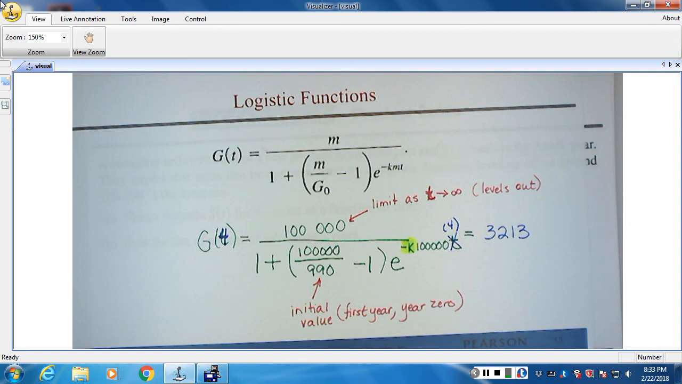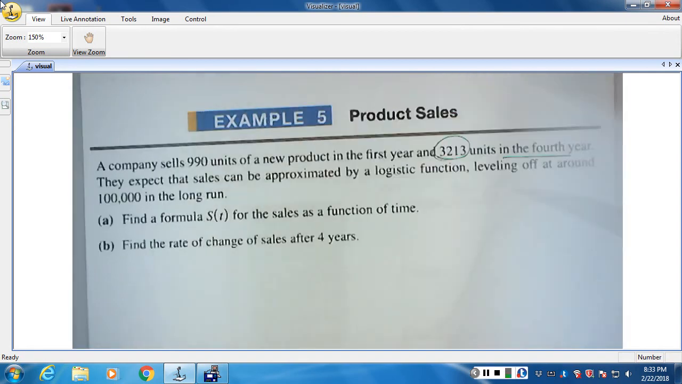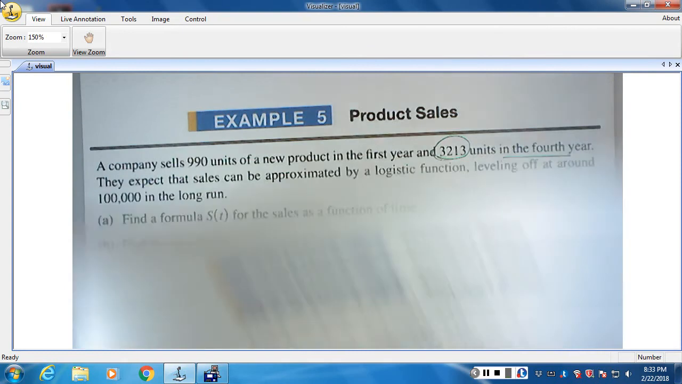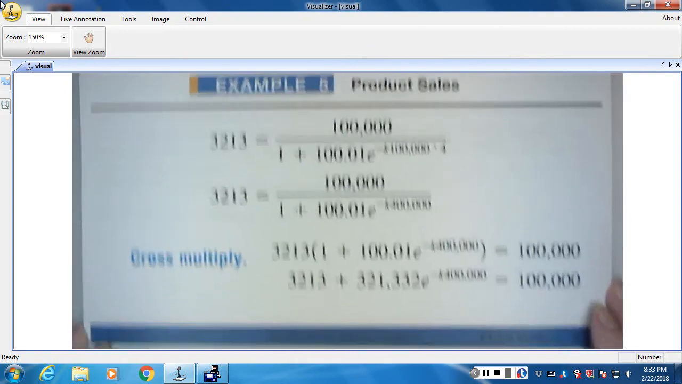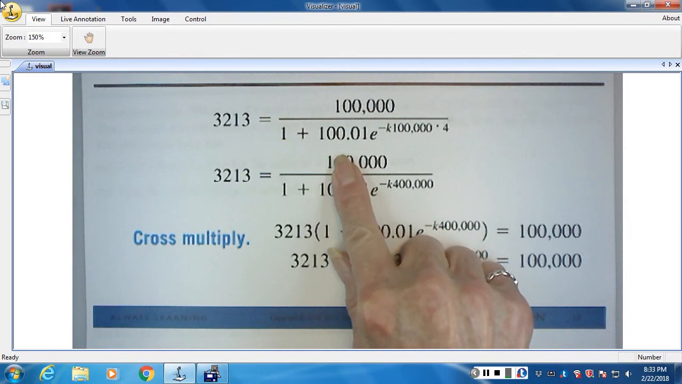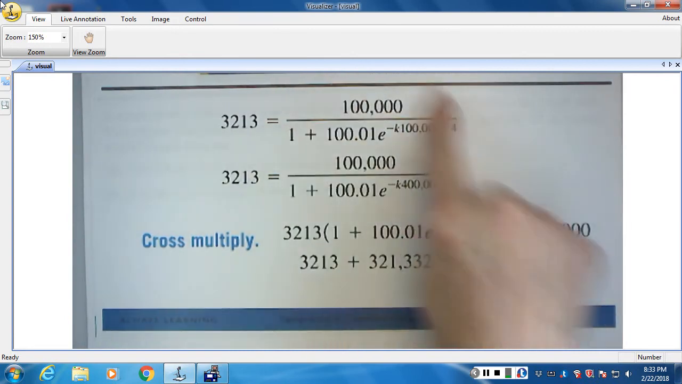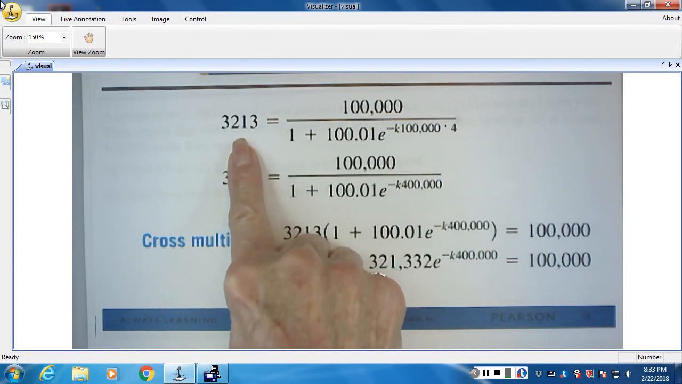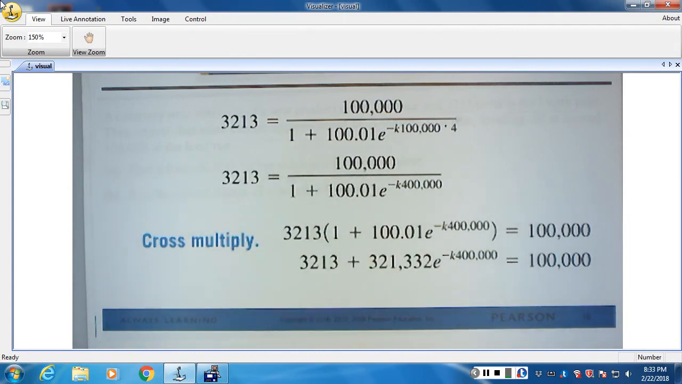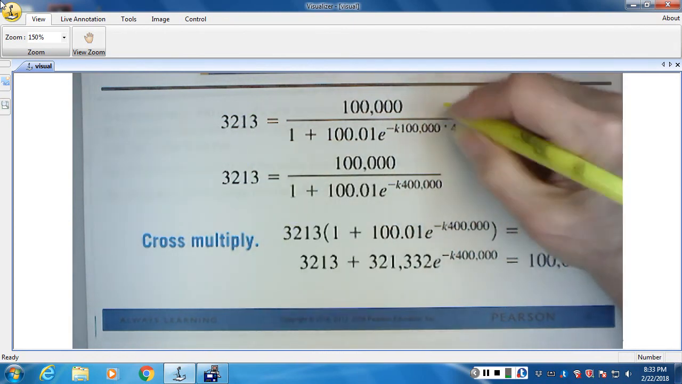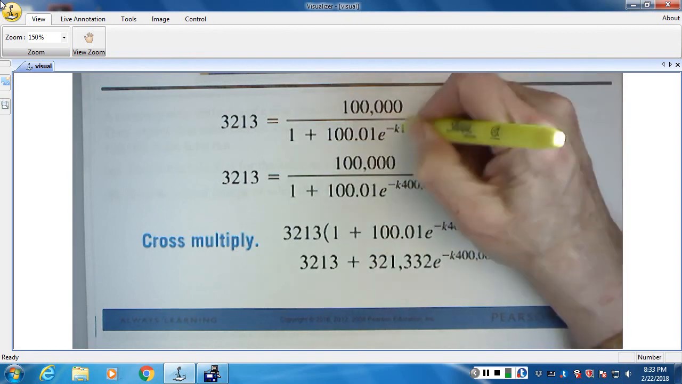I already printed it out so that I don't have to write it as we go, because it looks neater if I print it out in big print. So this is what we've got. In year 4, the formula looks like this, and the result of the formula is 3213. The only thing I did from here to here was I took this 4 and I multiplied it times that 100,000.